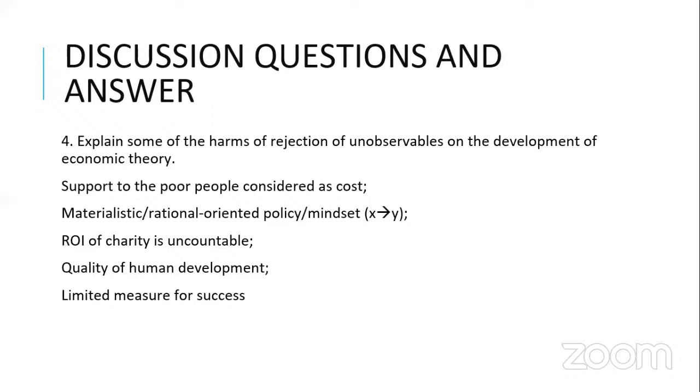And the last question, regarding the harm of the rejection of the unobservable, is about the quality of human development. Because of the focus on what can be observed, people tend to see the things that can be materially observed and measured. But we notice that the most important is the quality of the human and the morals, and it sometimes cannot be seen directly with our eyes. I think that's all from our team. Thank you.